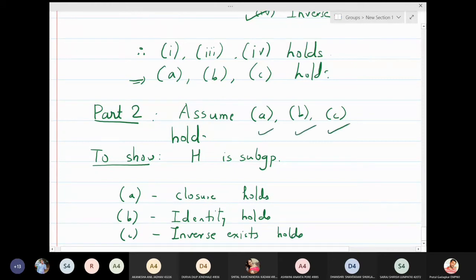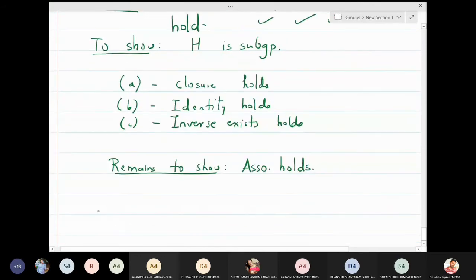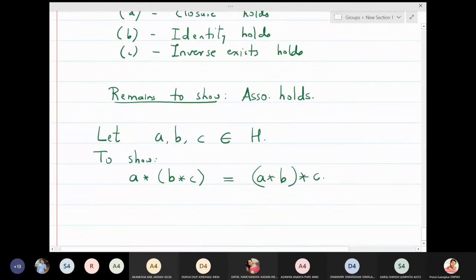So if I want to show that H is a subgroup, I have to show only one property. What is that one property? I must show that associativity holds. So it remains to show associativity holds. Let a, b, c belong to H. To show a star (b star c) is equal to (a star b) star c in H.